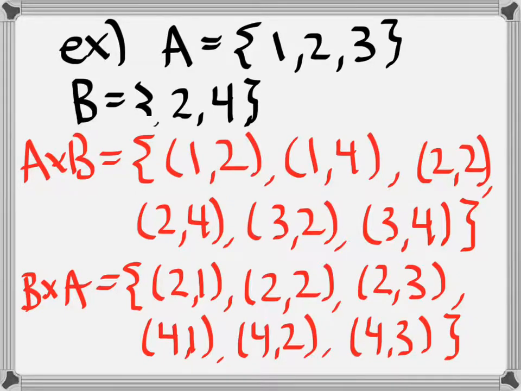And I can also look at B cross A. So now this tells me that the first element in the pair has to come from B, and then the second element needs to come from A. So I would have, for instance, the pair 2, 1, the pair 2, 2, the pair 2, 3, and the pair 4, 1, 4, 2, and 4, 3. If you look at these sets, these are definitely different. For instance, one of the elements in the set A cross B is 1, 2, but the pair 1, 2 is not an element of B cross A, so therefore these are definitely different.